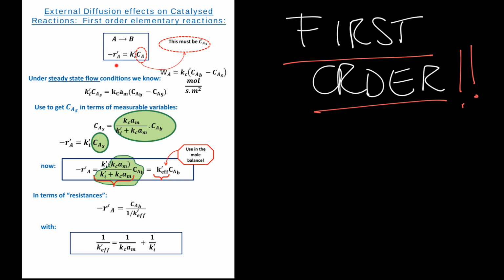So if, before Theme 6, we have the mass-based rate and we have A goes to B and it's elementary, we could write that it's ki dash times Ca. But now, since I have external diffusion limitations, there must first be a flux of that component to my catalytically active surface, and the concentration I must substitute here is actually the surface concentration.